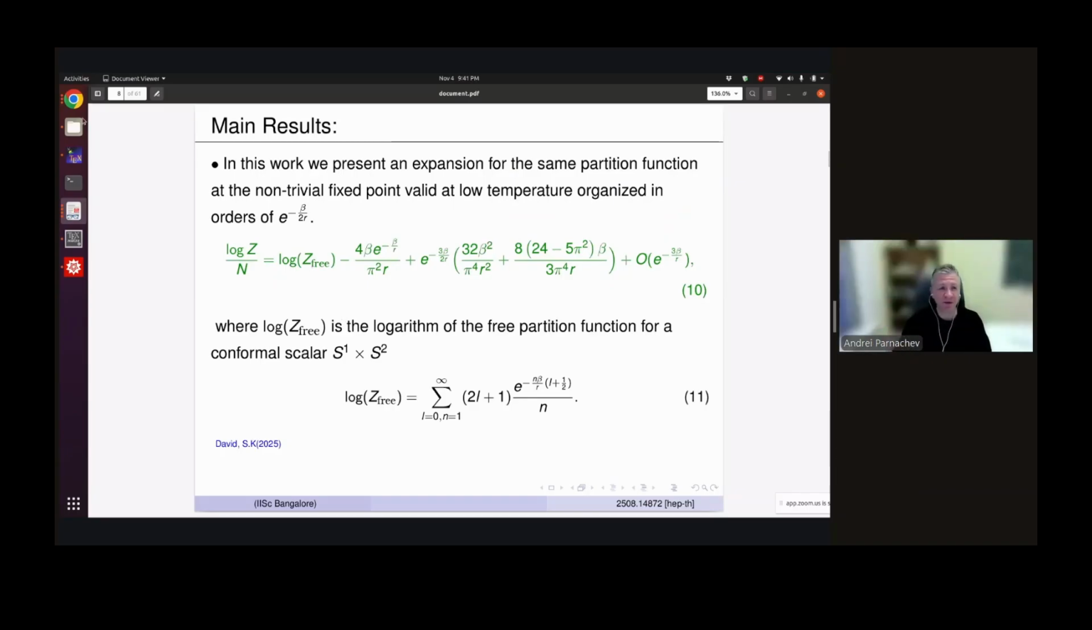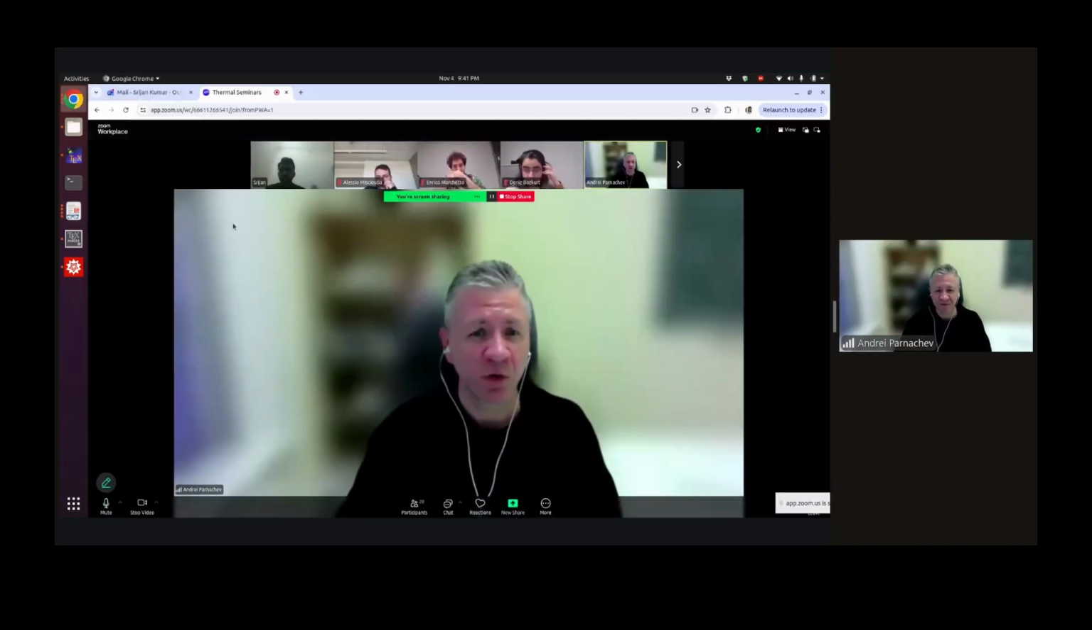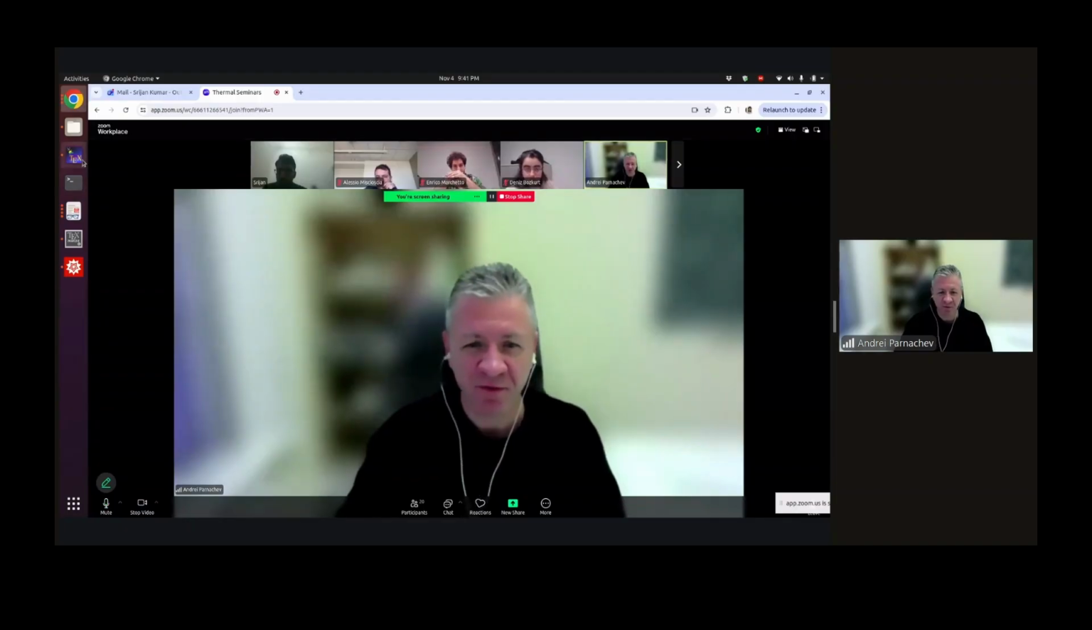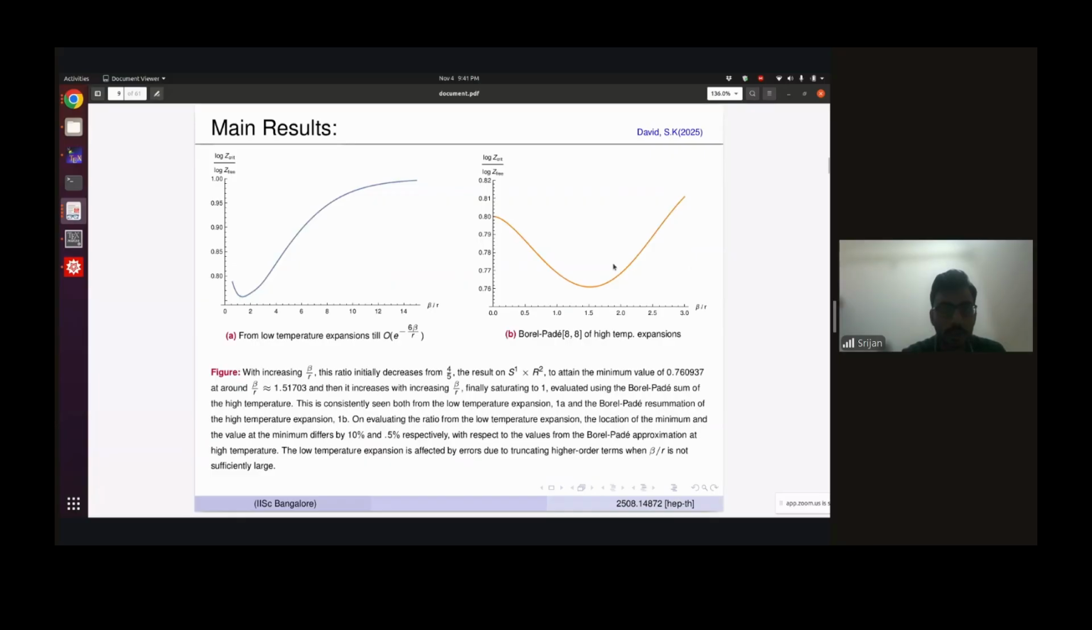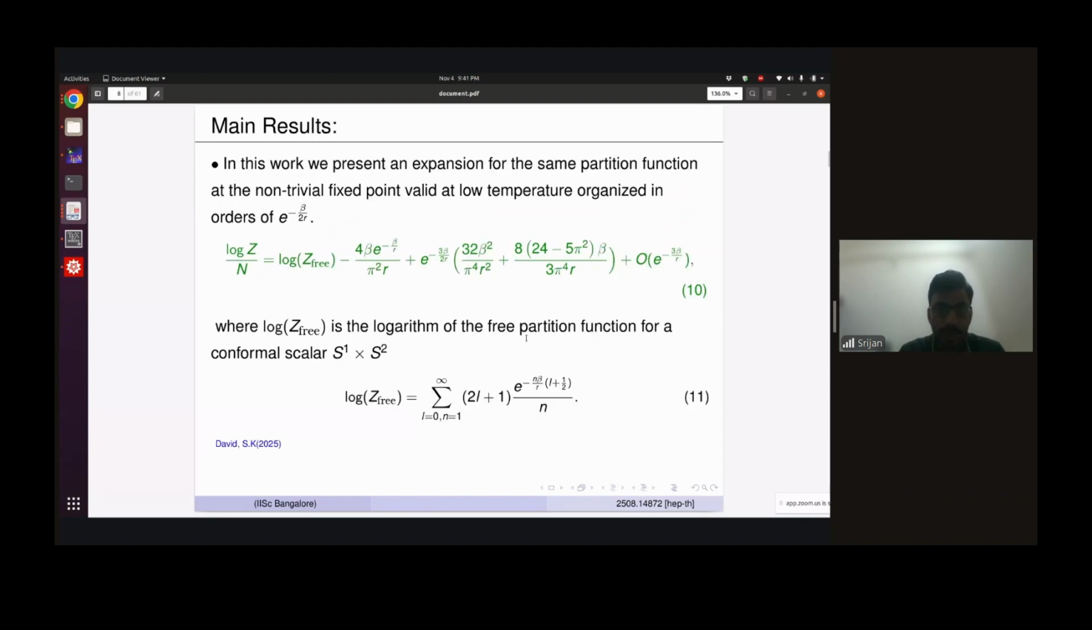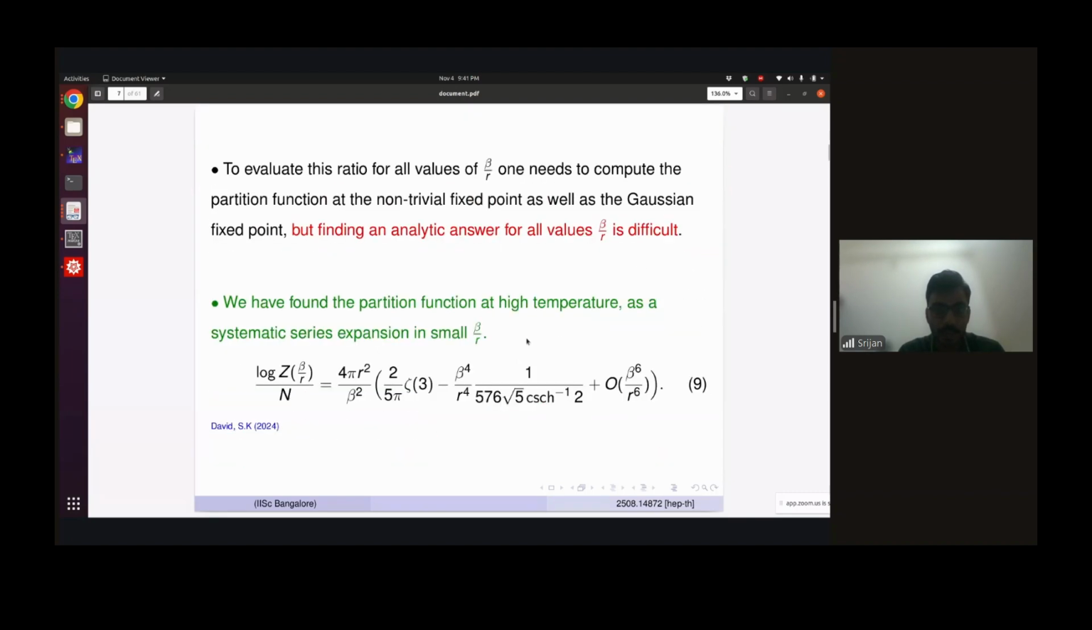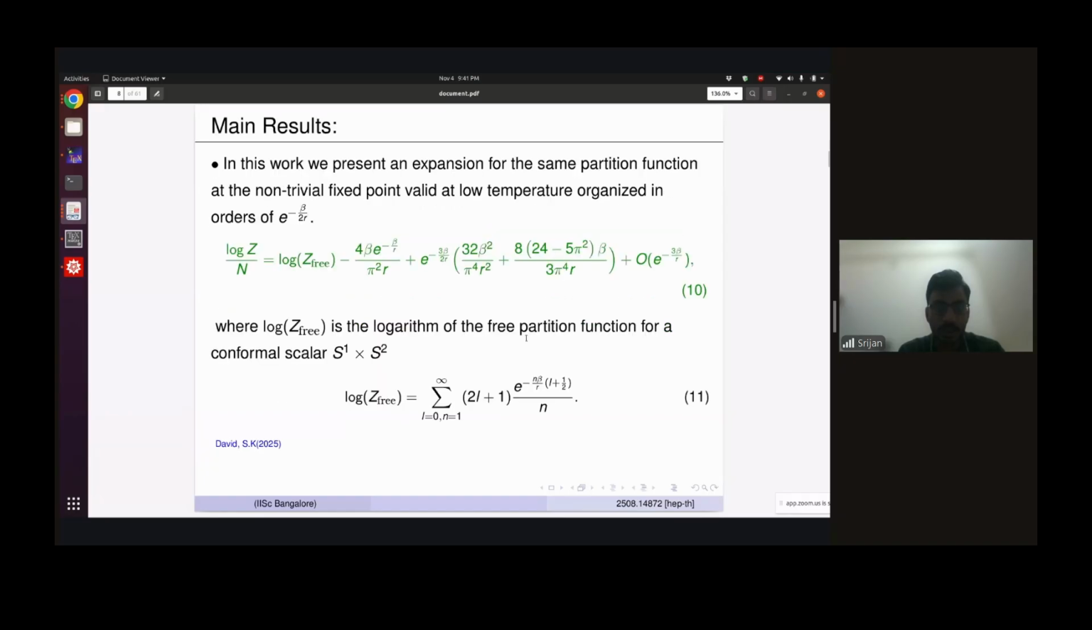Can I ask something? Yeah, sure. What's the difference between these two graphs again? Yeah, the difference between the graphs is that they are obtained from different sides. We basically have the low and the high temperature. This is the high temperature expansion, and this is the low temperature expansion.